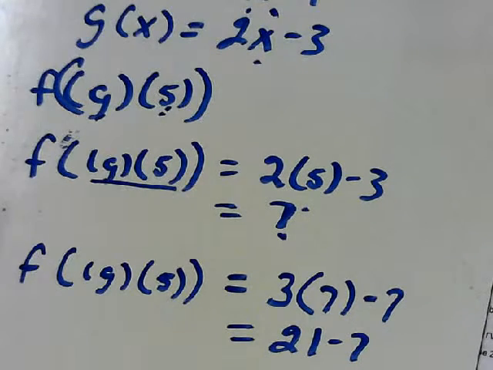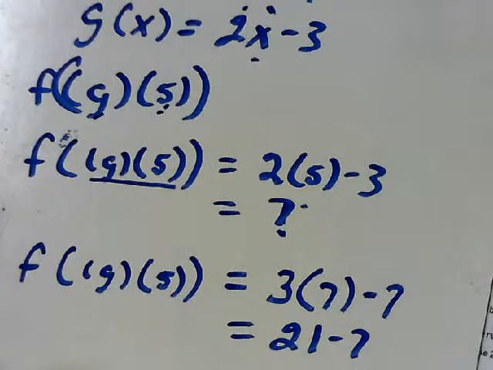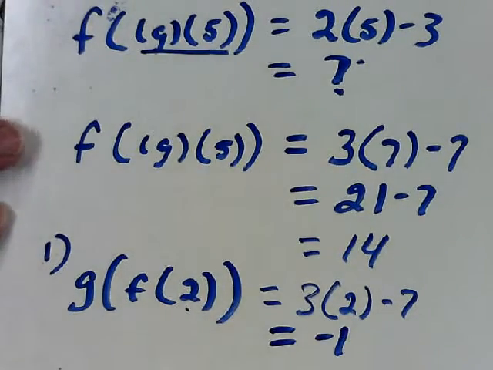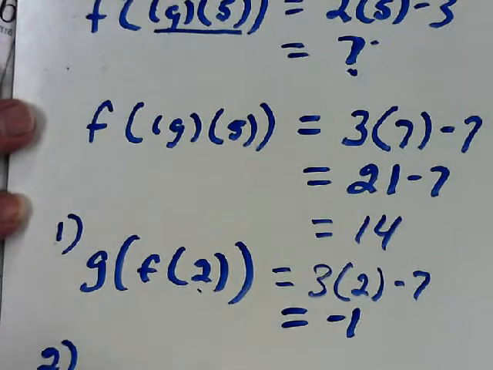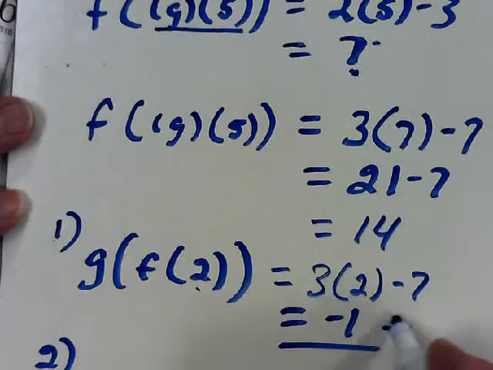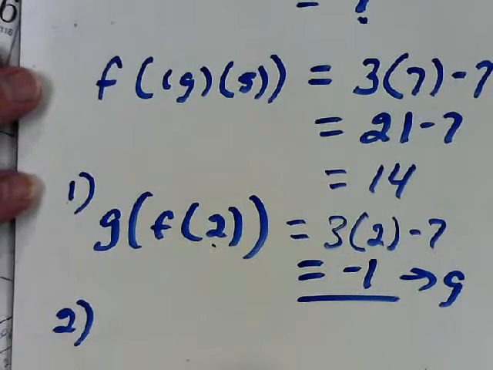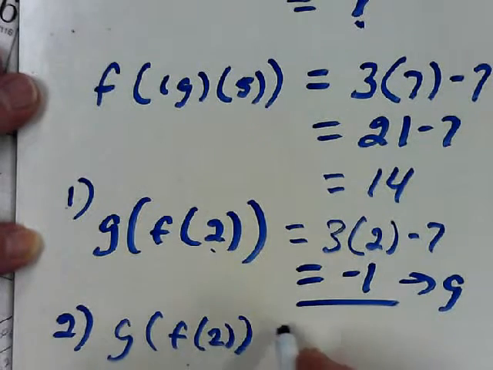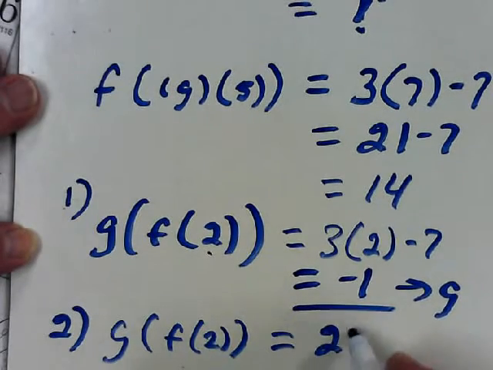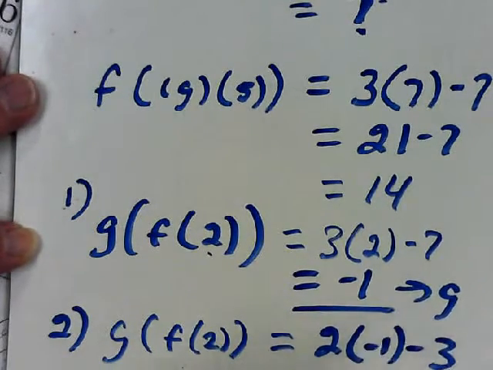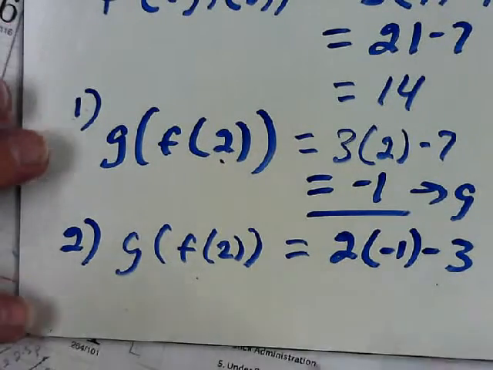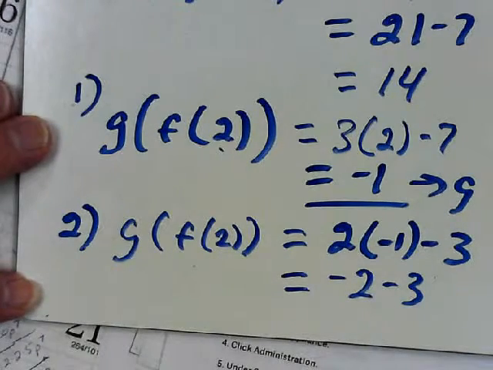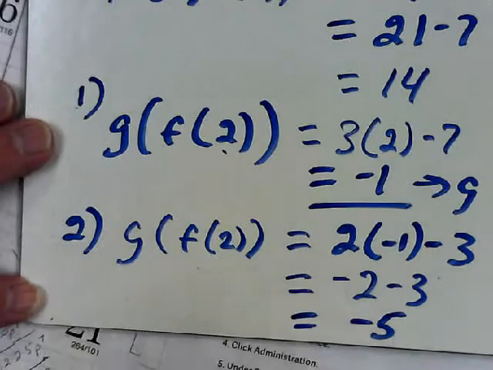So I'd have 3 times 2 minus 7. So this is step 1, which will be negative 1. And then the second step is I take this value and put it into the g function, right? So that means g of f of 2 would be 2 times negative 1 minus 3, which then would give me negative 2 minus 3, which would be negative 5.